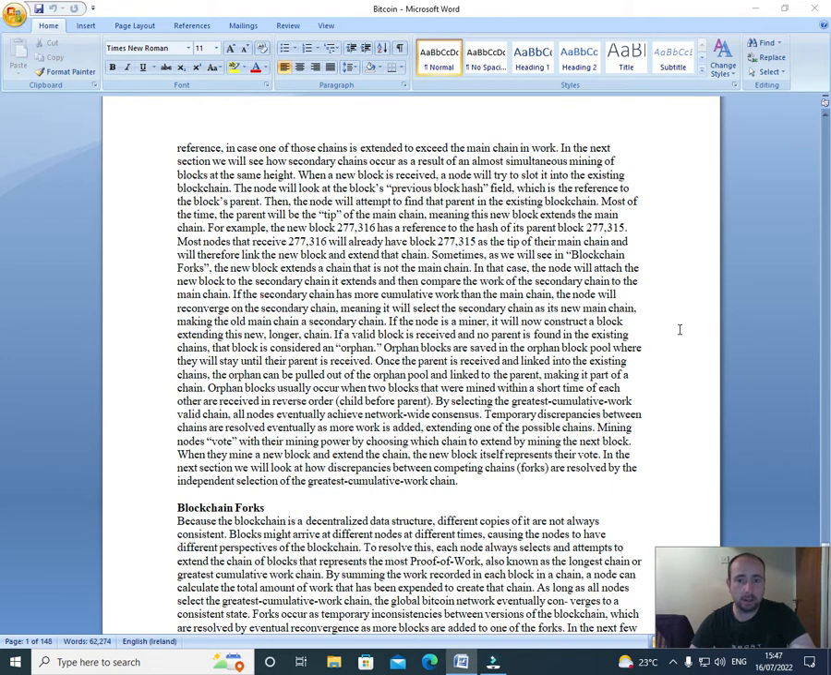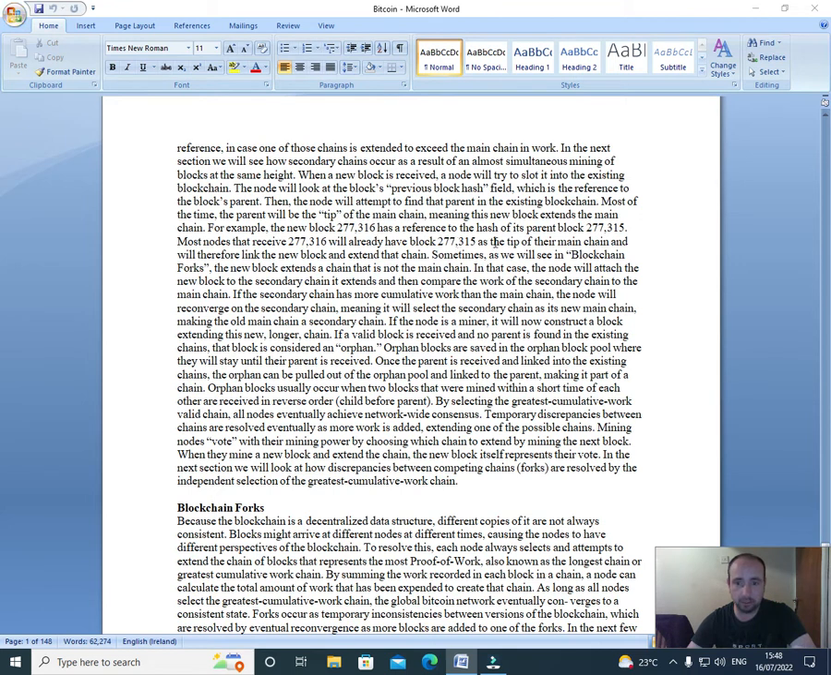When a new block is received, a node will try to slot it into the existing blockchain. The node will look at the block's previous block hash field, which is the reference to the block's parent. Then the node will attempt to find the parent in the existing blockchain. Most of the time, the parent will be the tip of the main chain, meaning this new block extends the main chain.